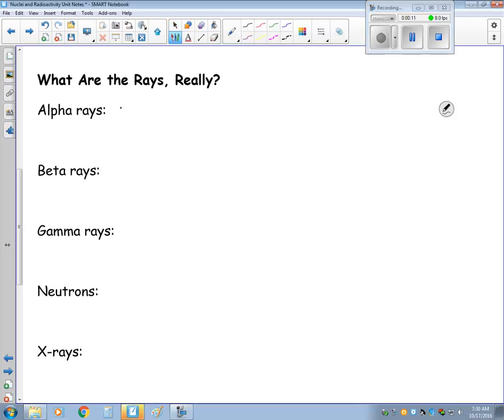These are chunks of 2 protons and 2 neutrons. So we can think of it as the same as a helium nucleus. And they move at extremely high velocities.